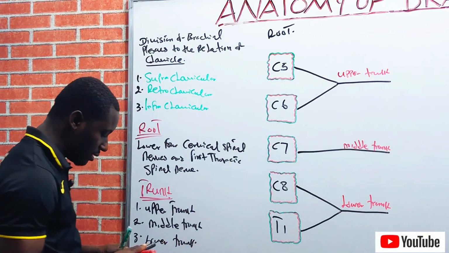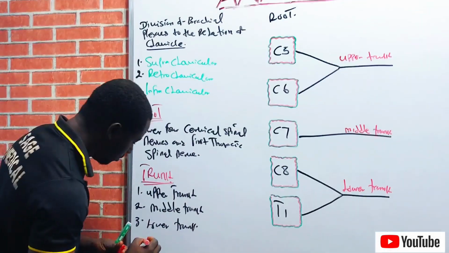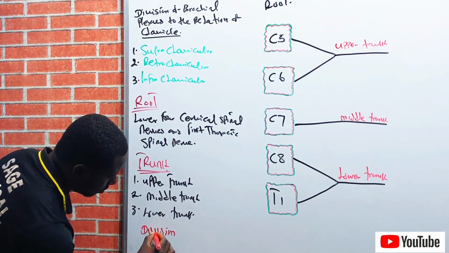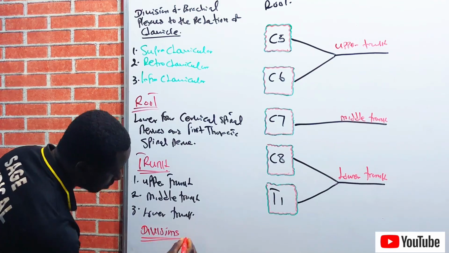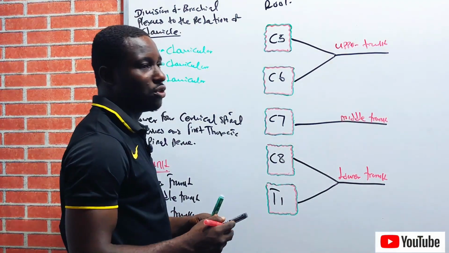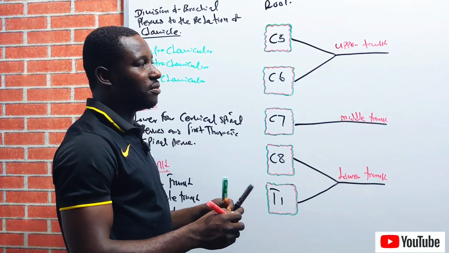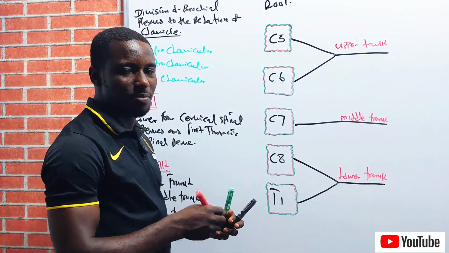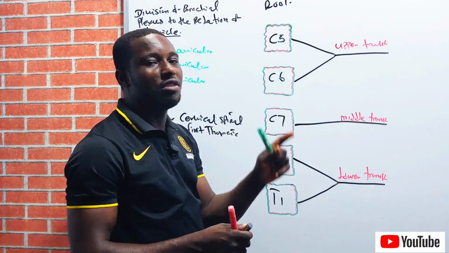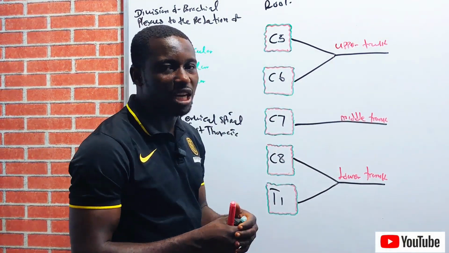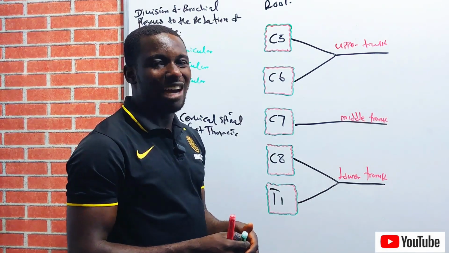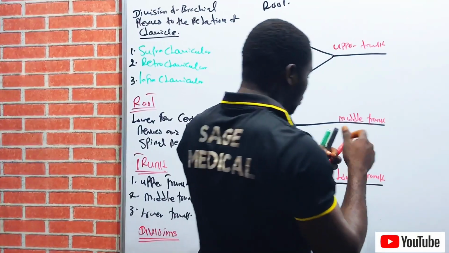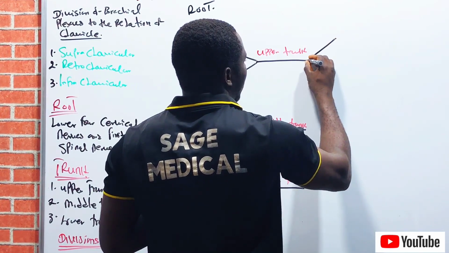Next we'll be discussing the division. The brachial plexus is divided according to the anterior and posterior aspects of all the trunks respectively. That means the upper trunk will have the anterior and posterior division. The middle trunk will have the anterior and posterior division. The lower trunk will have the anterior and posterior division. It can be called the ventral or dorsal division. Okay. We have our divisions.